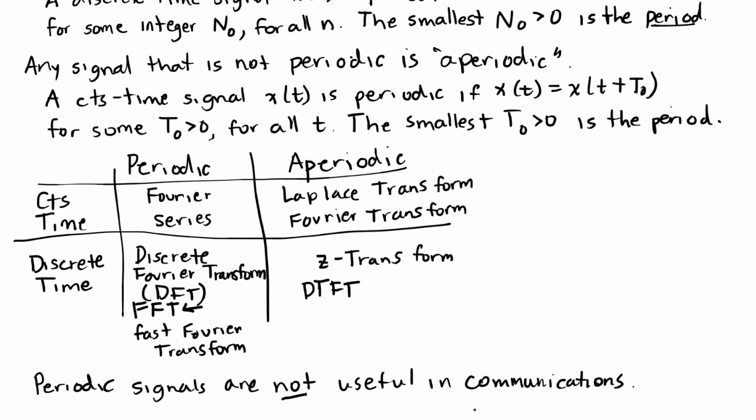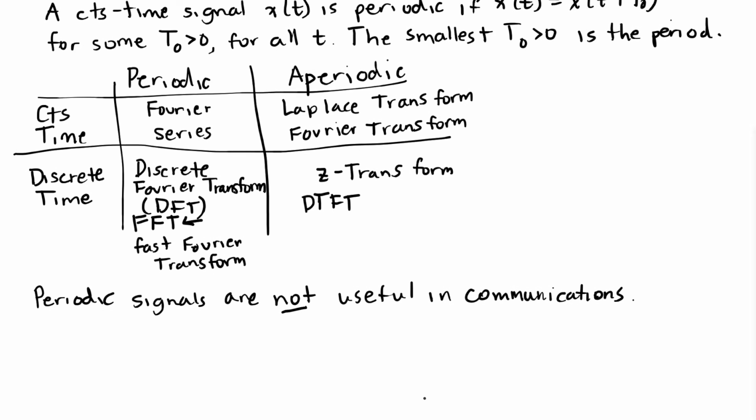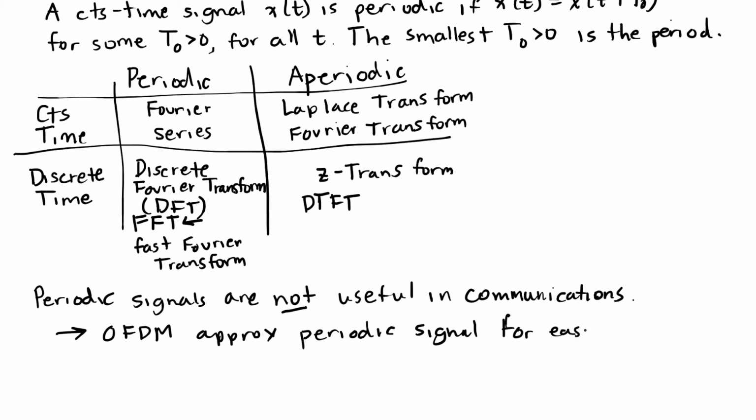Now, generally speaking, periodic signals are not what we see in communication signals. The simple reason is that if you're sending the same thing over and over again, the same bits, the same data, the same signal, then it's not a very useful communication system. Once you've gotten it once, you don't need to hear it again. So we typically don't see periodic signals in communication systems, except that OFDM will make some signal modifications to approximate a periodic signal, just so that it's easier to compute.